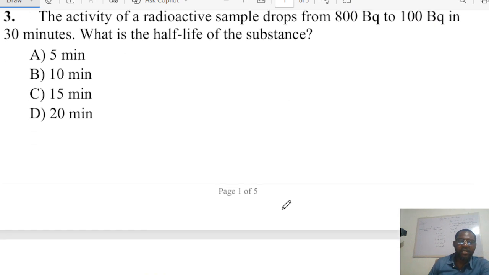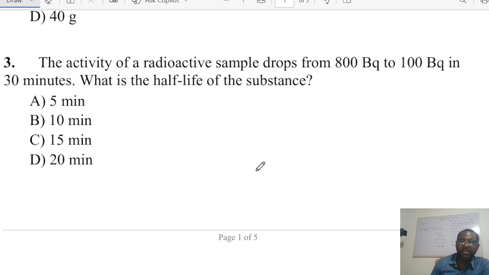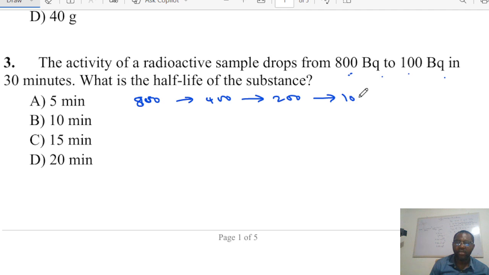Okay, so that leads us to the third one. It says the activity of a radioactive sample drops from 800 becquerel to 100 becquerel in 30 minutes. What is the half-life of this substance? Very simple. This change happened in 30 minutes. Now let's see how many half-lives will take us from 800 to 100. We start with 800, divide by 2 is 400, divide by 2, 200, divide by 2, 100. So from 800 to 100, you have 3 half-lives: 1, 2, 3.